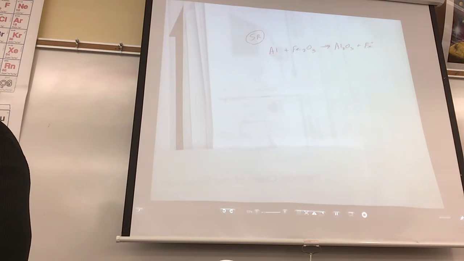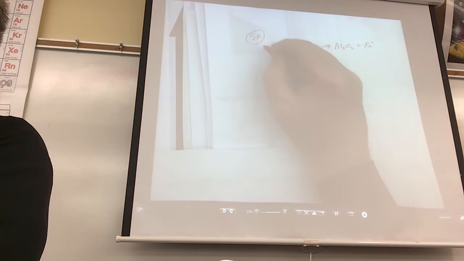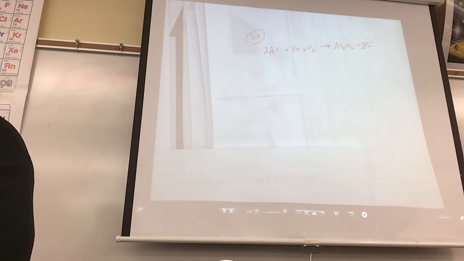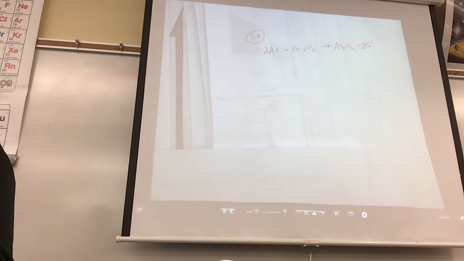Can everybody balance this equation? Okay, go through there and let's see if we can balance it. Everybody okay on that? 2. What do you think? You okay on that? Okay, 6. Let's assign oxidation numbers, okay?